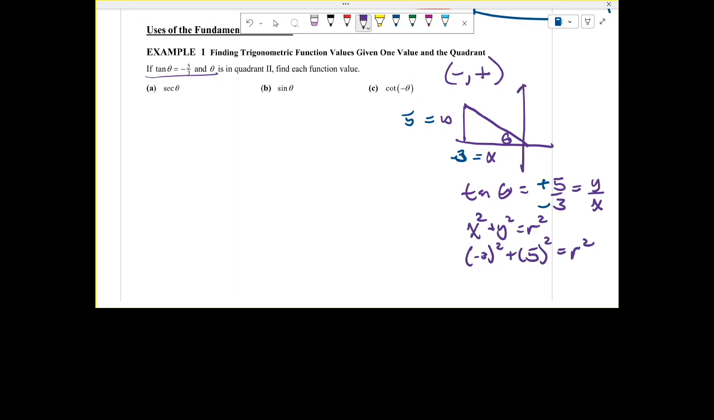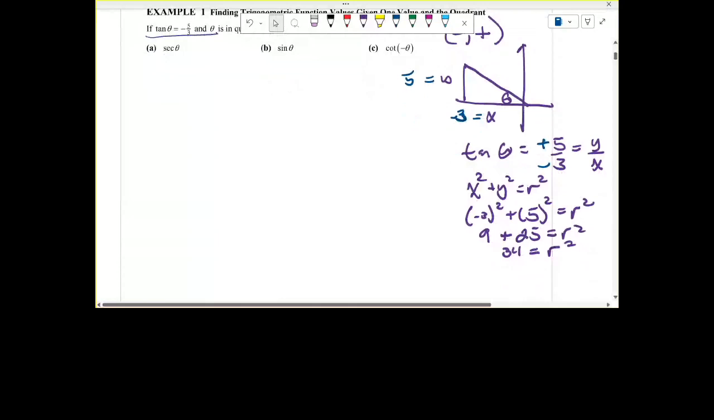Negative 3, when you square it, what do we get? 9, okay. 5 squared, 25, r squared. Okay, 9 plus 25, isn't that 34? And so r is going to be equal to the square root of 34. Okay, guys, 34 is like 2 times 17. I can't really do a whole lot with it. Okay, so right now we won't. Let's come back and let's see if we can answer the parts A, B, and C.